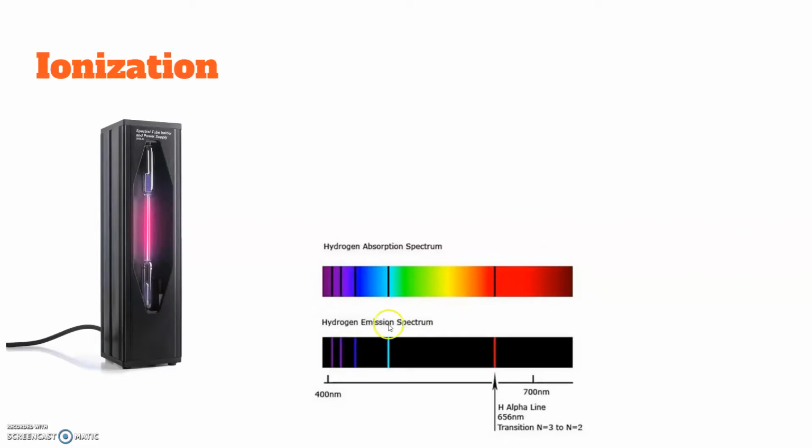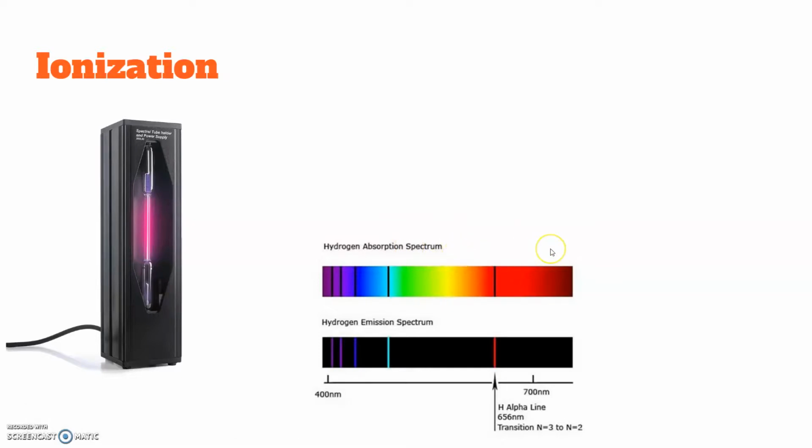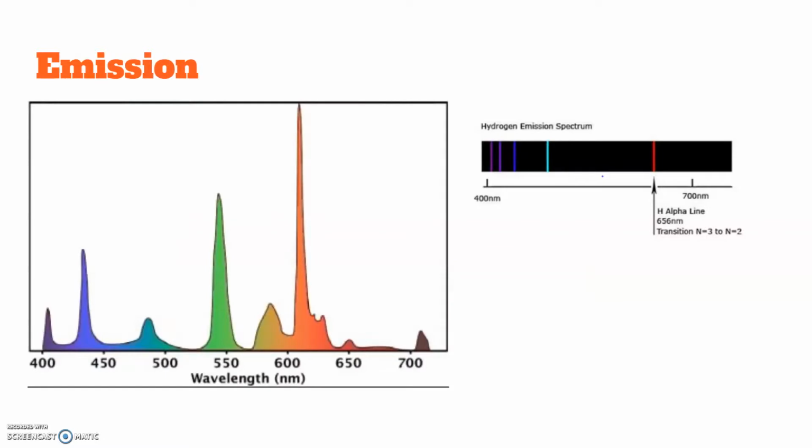Down below, we have the emission spectrum of hydrogen. Here we see no wavelengths besides the ones that the electron took to get out of the atom. So an emission spectra shows us what we took in only, and an absorption spectra shows us what we are left with. And for the next part, we will be talking about emission, specifically more in depth. Handing that over to Tyler.